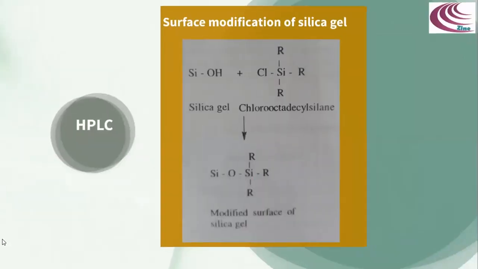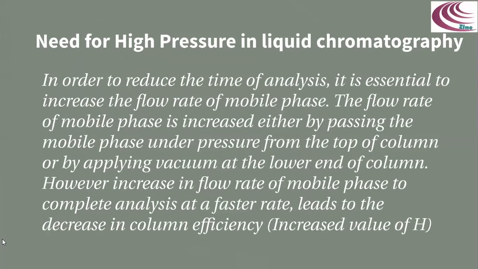Another important point we had covered, the surface modification of silica gel, why it is required and in what way normal silica gel gets converted into a C8 or C18 column, playing the role of a reverse phase column. Then another important aspect, that is why there is a need for high pressure in liquid chromatography.